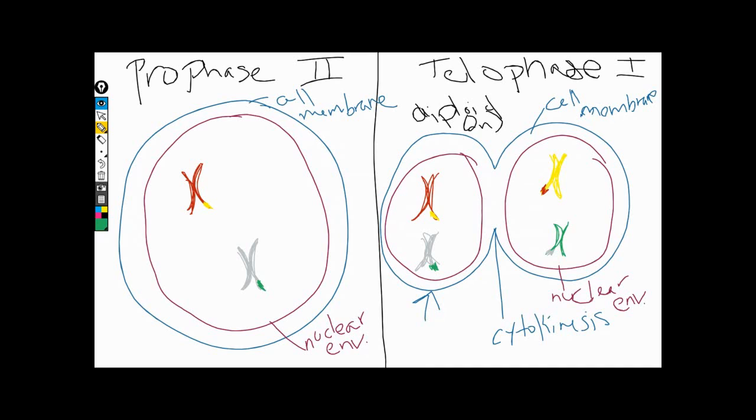This is a lot less to draw, right? We've got a whole lot less DNA now. And just like before, we still need our centrosomes, right?